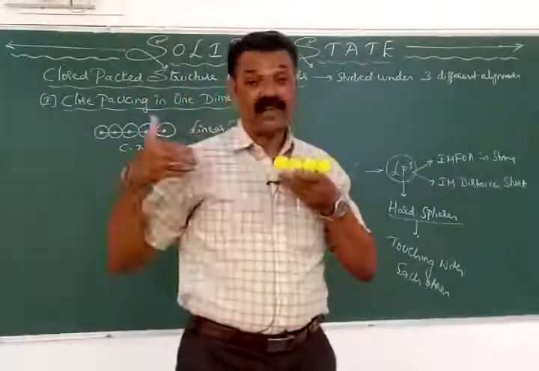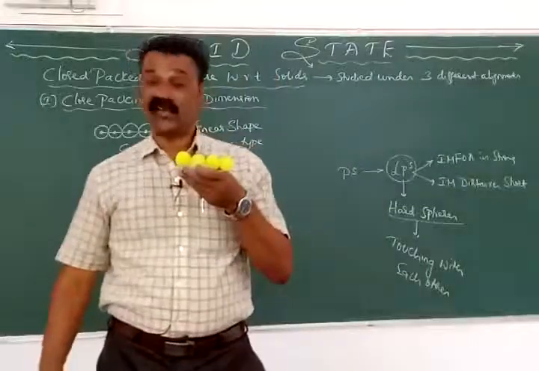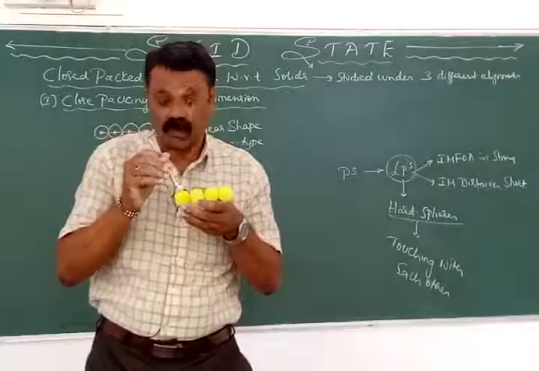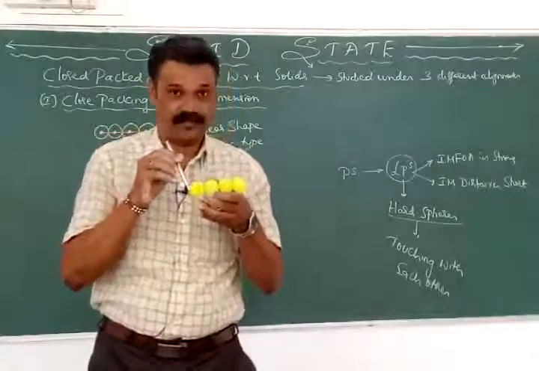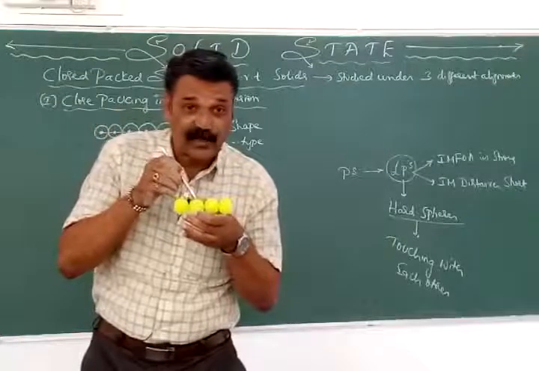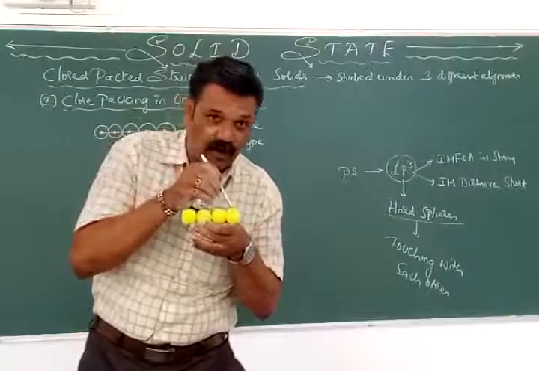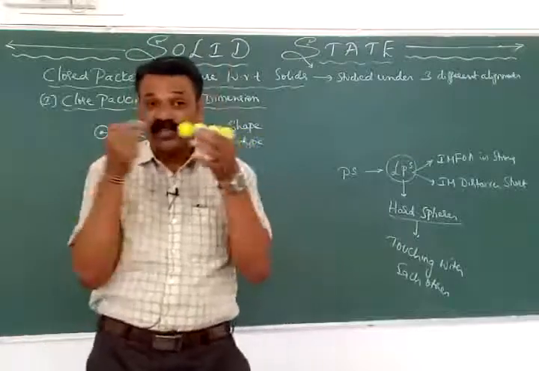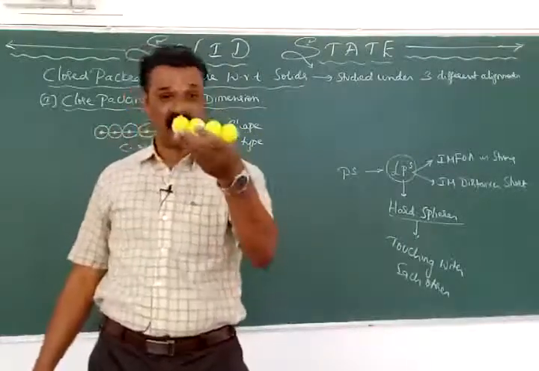What is that? For example, if I consider that to be the x-axis. At the center of this sphere, we have the position of the particle. At the center of this, there is the position of the second particle, third particle, fourth particle. Here, these particles are considered hard spheres which are touching each other.